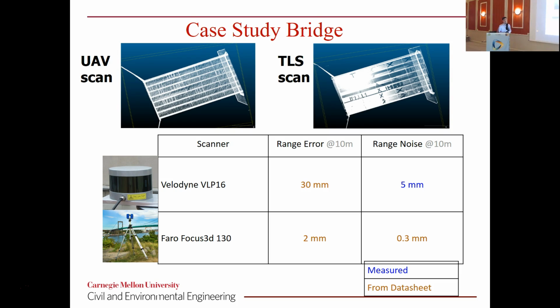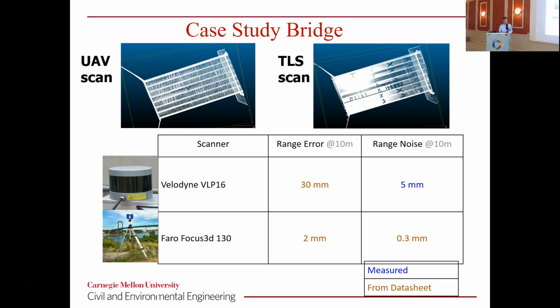Now let's talk more about the case study that was done for this project. The case study was conducted on a bridge in the Pennsylvania area, thanks to the Pennsylvania Department of Transportation. And we conducted two main scans for the area. One with a terrestrial scanner, the Faro Focus 130, which has a range error at 10 meters of 2 millimeters and a range noise of 0.3 millimeters.